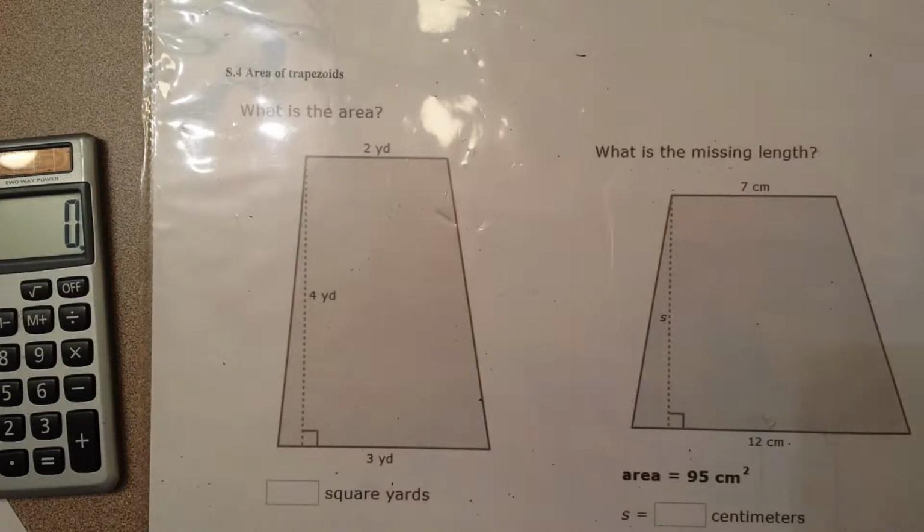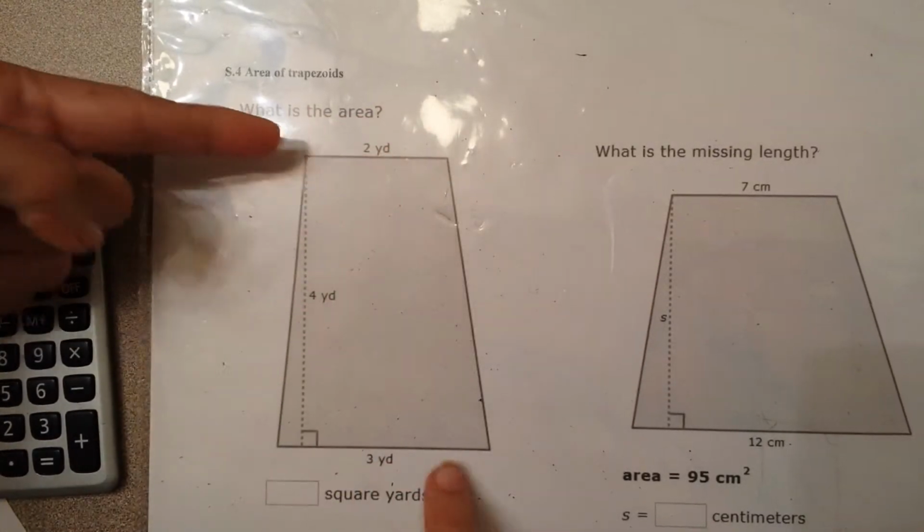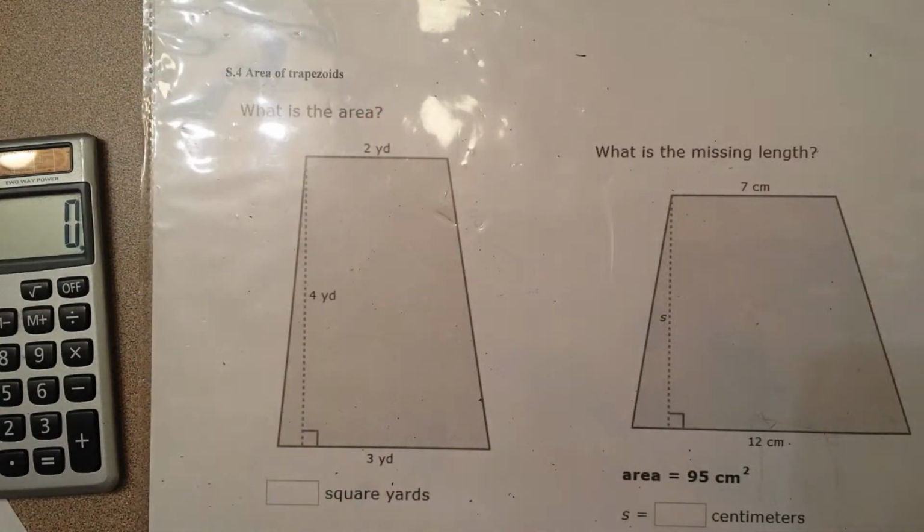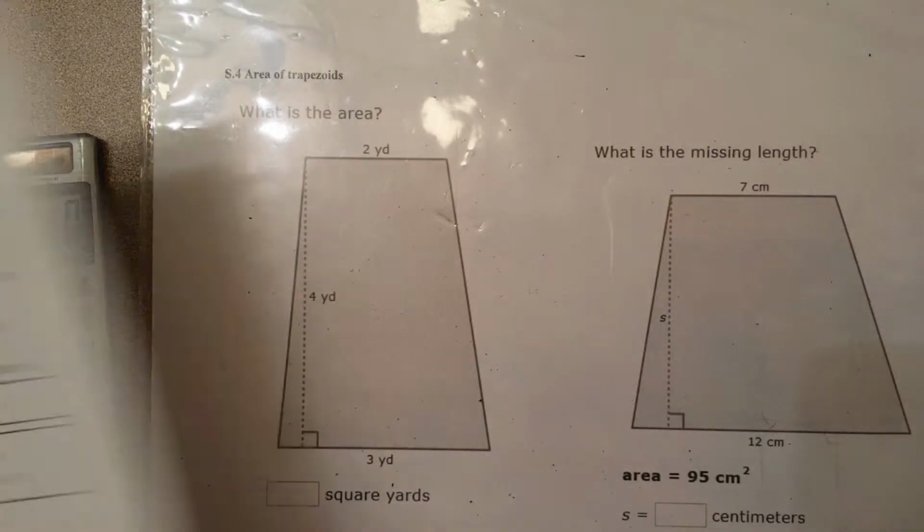Okay, this is homework help S.4, area of trapezoids. Again, just to remind you, you know that this is a trapezoid because it has only one pair of parallel lines. Only one pair of parallel lines makes it a trapezoid. So again, first thing you do, because we're dealing with area, is get out your reference sheet.